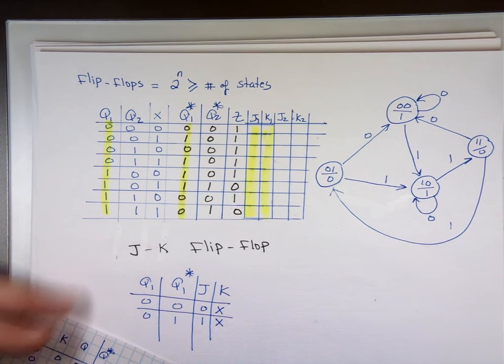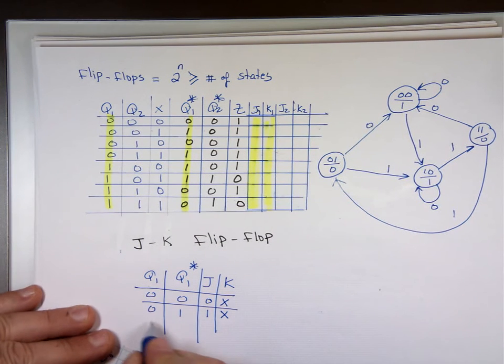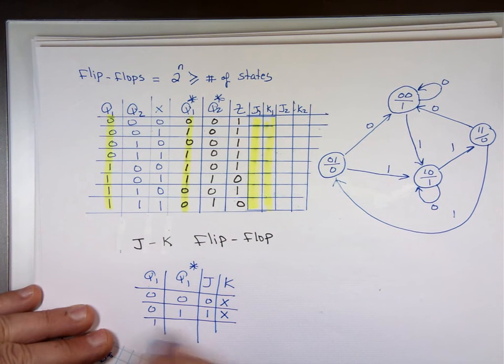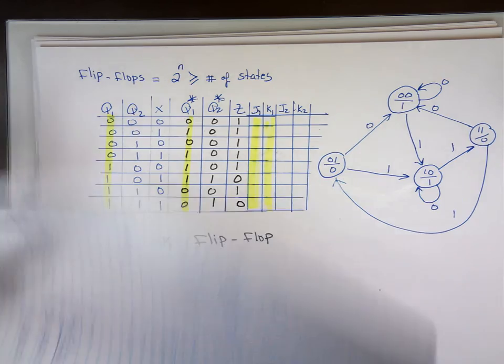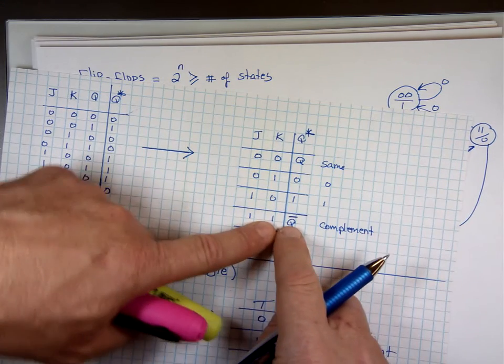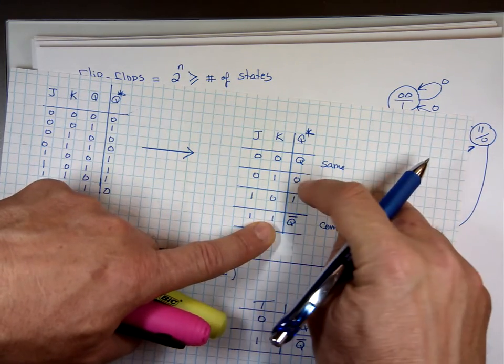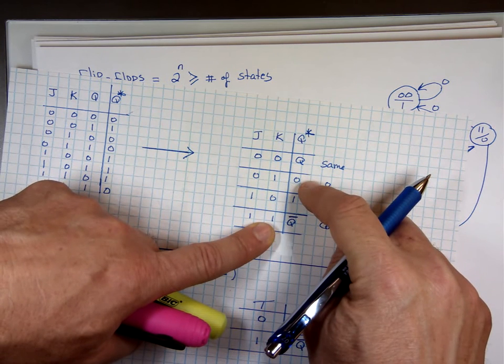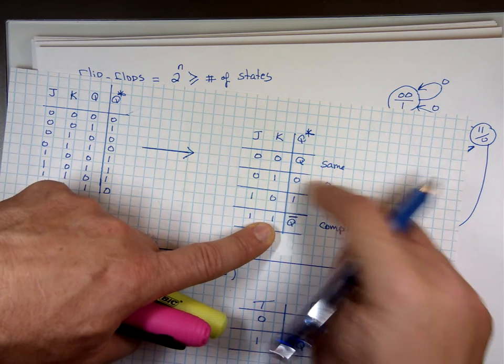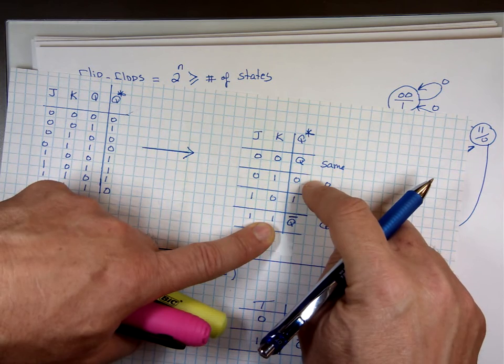Next state, 1 to 0. Oh, 1, 0, that's a complement. That's this case. Or if I put 0, 1, 0, 1 is going to reset it for me. It's going to make it 0. So as long as K is 1, don't care about J.